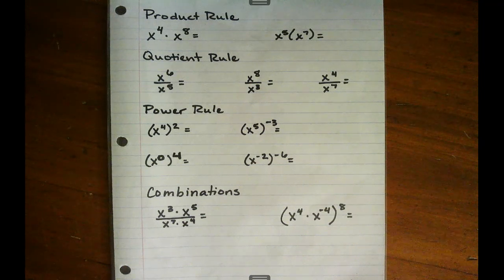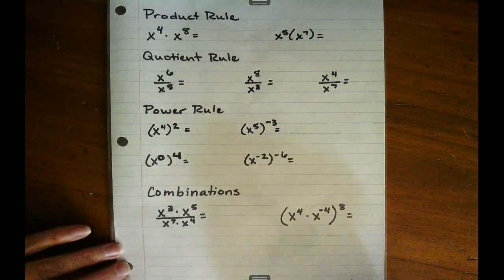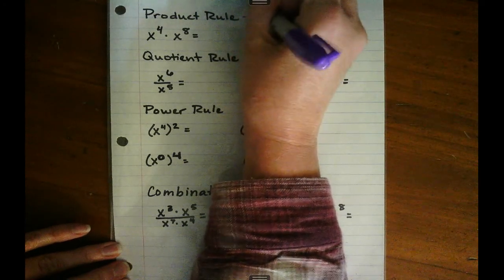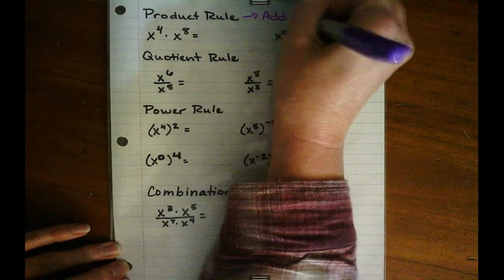Today we're going to do some review problems about the product rule, the quotient rule, and the power rule for exponents, since that's what you are working on in your Get More Math assignment. So the product rule tells us that when we have bases that are the same, we can add the exponents.